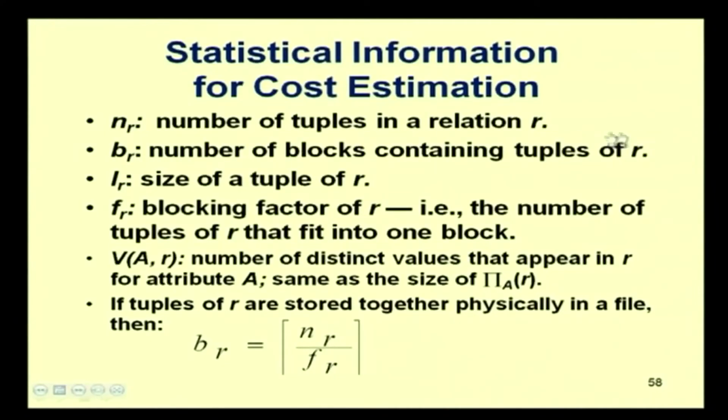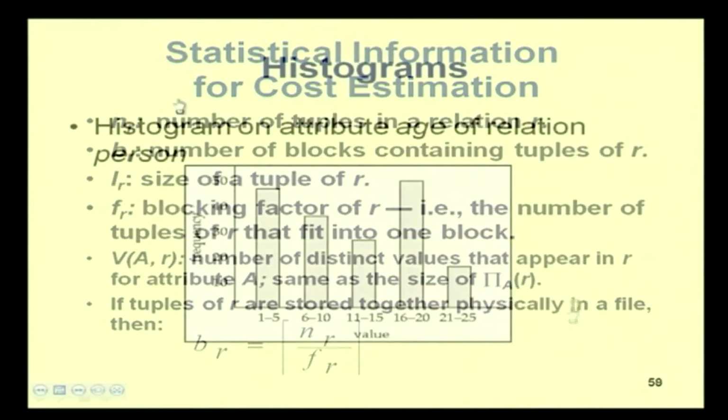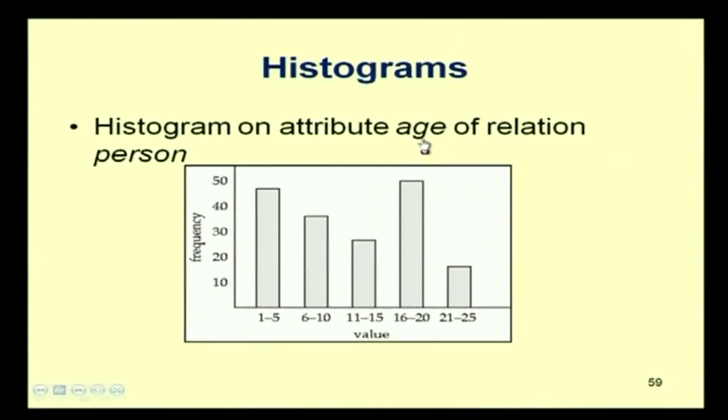I spoke a little bit about the statistics information for cost estimation. So, it depends on the number of tuples, the number of blocks containing the tuples, the size of the tuple, the blocking factor and various things, if the tuples are stored physically in a file. So, the histogram on attribute age of relation person is like this. Here you see that for certain values more tuples are available.